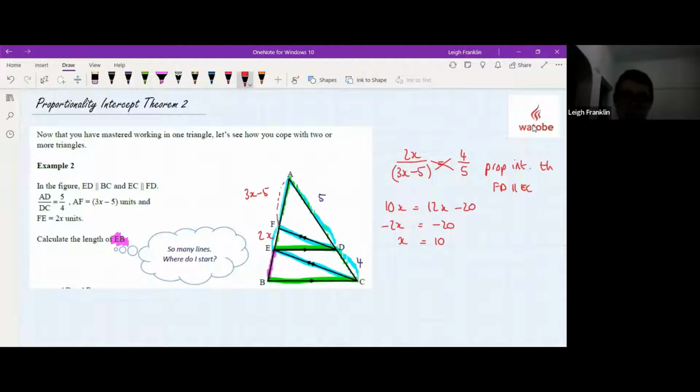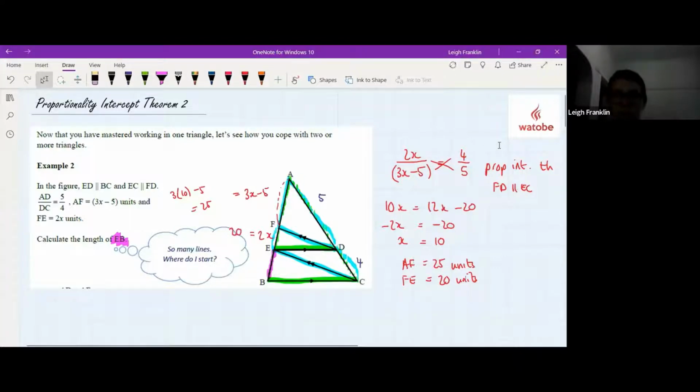All right, so if x is equal to 10, then it means that side FE is now going to be equal to 20 units. And side AF is going to be equal to 3 times 10, take away 5, means it's going to be equal to 25 units. So AF is now 25 units. And we can see that FE is equal to 20 units. Does that make sense, Matrix?